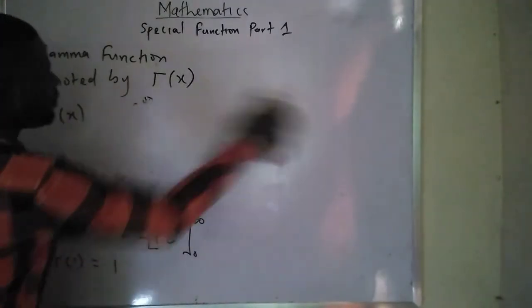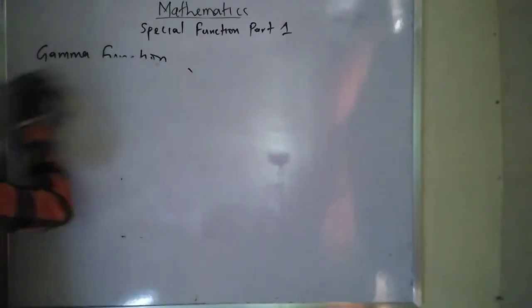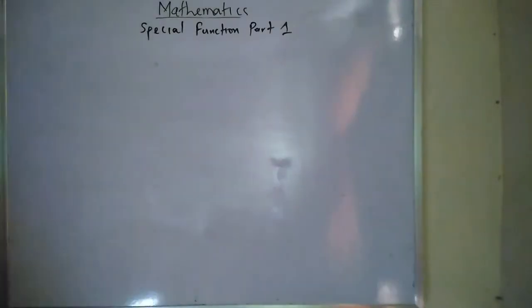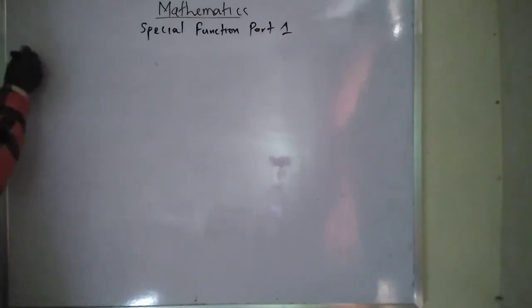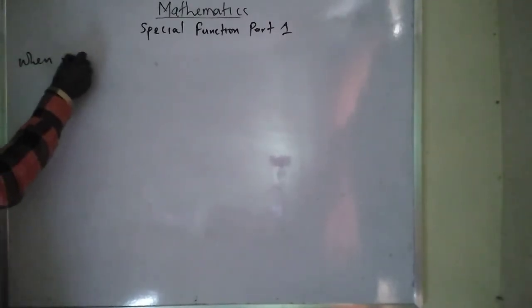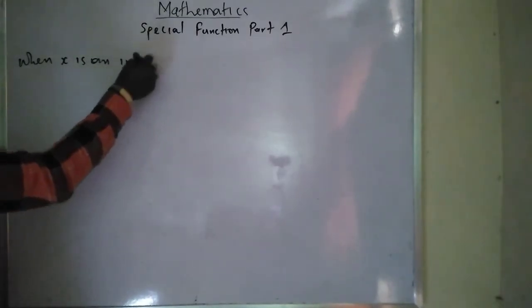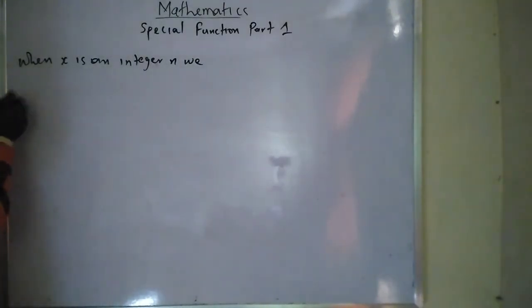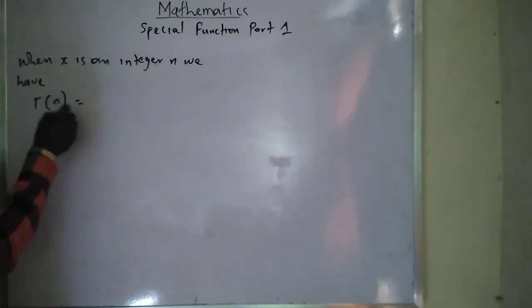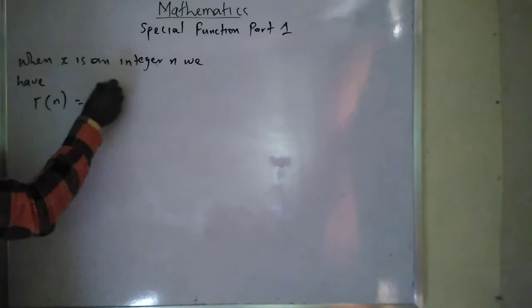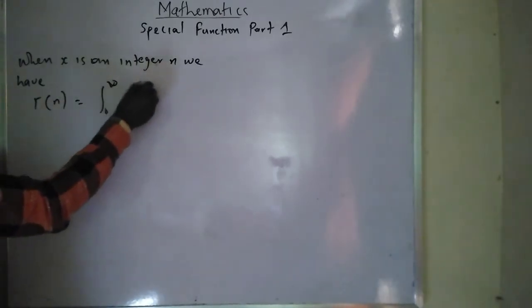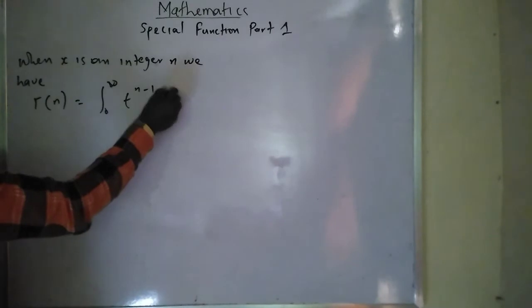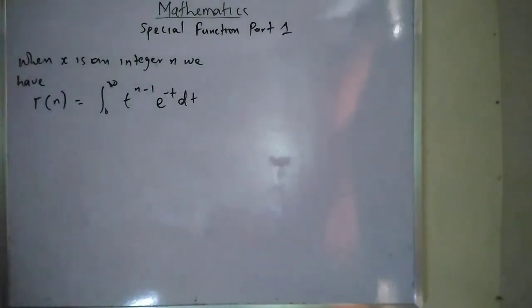Now, if I have a function this way, when x is an integer n, I will have gamma of n equals the integral from 0 to infinity of t raised to power n minus 1 and e raised to power minus t dt. That's all about that.